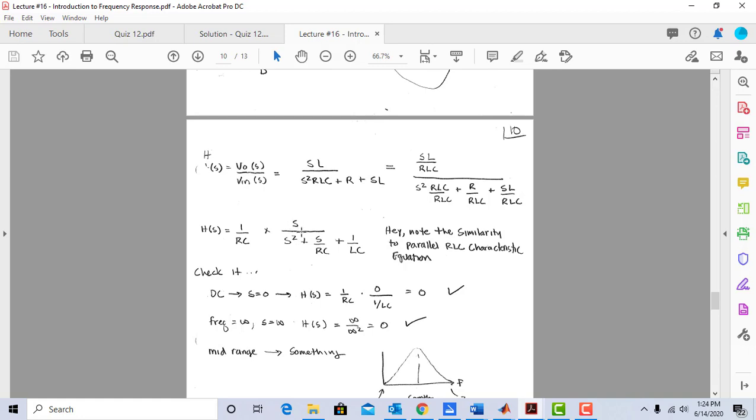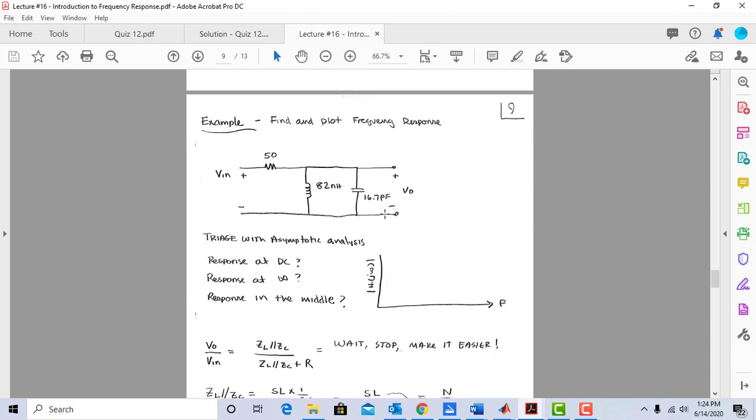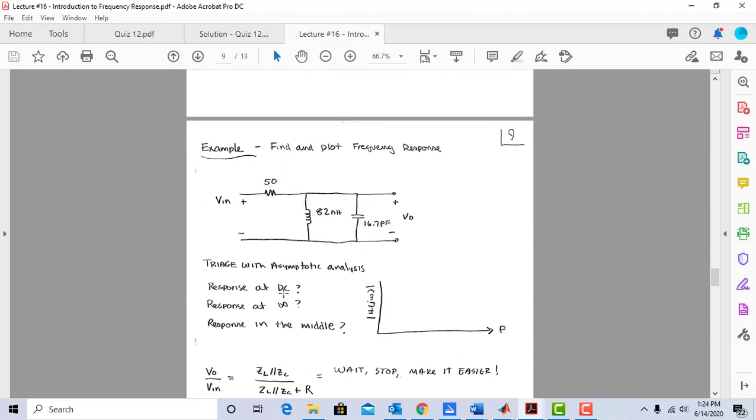It's using the same S that we used in Chapter 8 for thuds and boings, and it's using the same S that we're going to use in Laplace transform. So all this stuff is connected together. But let's get back to what we're doing. We went through asymptotic analysis and we said we got nothing at DC, we got nothing at infinity, and we got something in the middle.